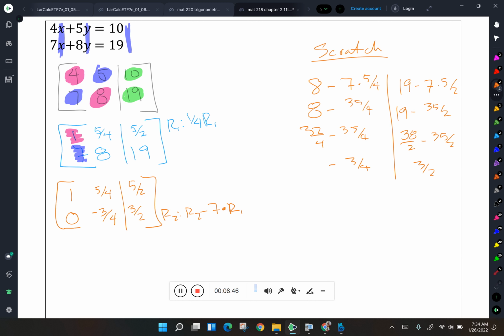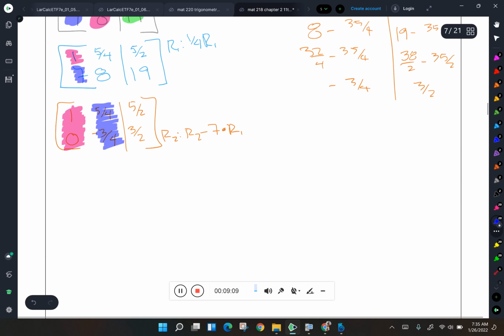Okay. All right, so I've got that first column looking how I want it to look. I've got the 1 and I've got the 0 where they need to be. Now the next thing I need to do is make this column right here into a 0 up top and a 1 down bottom. So I'll turn the bottom into a 1 to begin with.